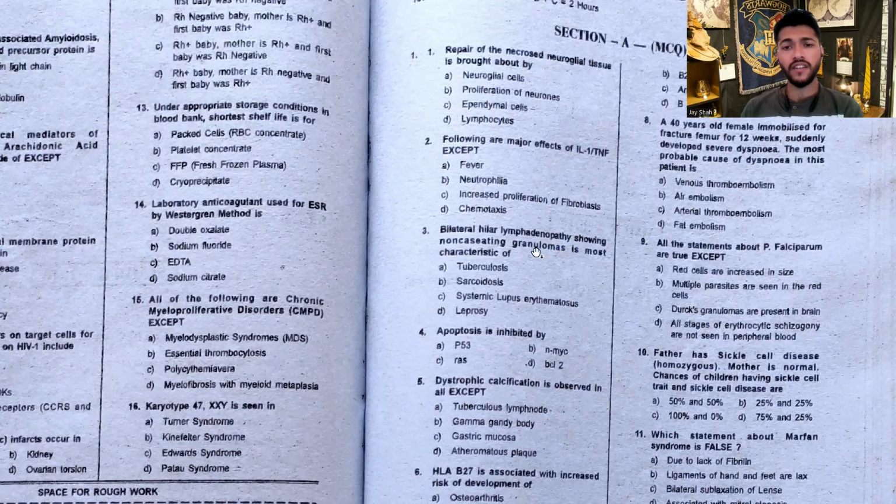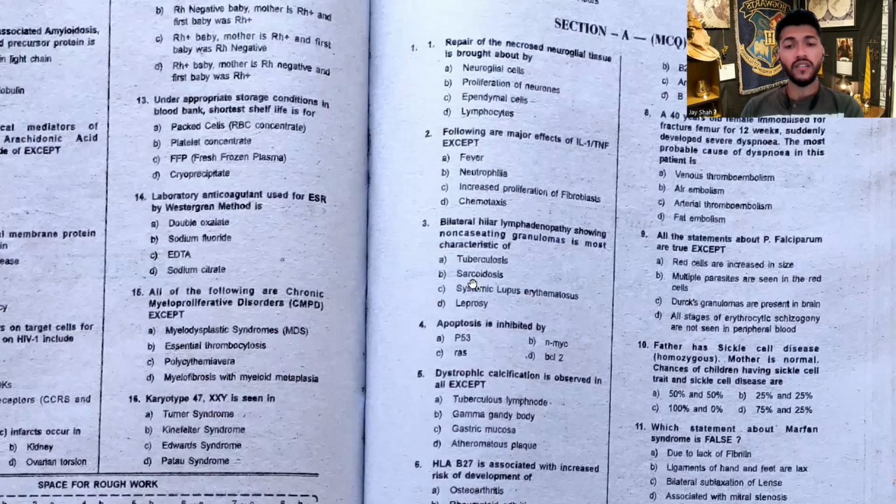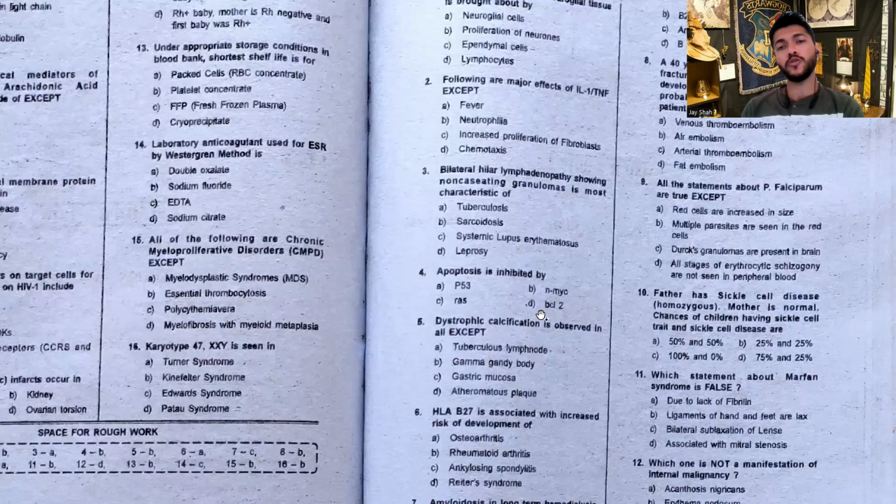Bilateral hilar lymphadenopathy, non-caseating granuloma, generally females. Non-caseating, bilateral hilar, the answer has to be sarcoidosis. It cannot be anything else. Apoptosis is inhibited by, what will inhibit apoptosis? BCL2. BCL2, MCL1 and BCL-XL, all of them are anti-apoptotic genes. RAS, N-MYC, C-MYC, P53, all are pro-apoptotic.